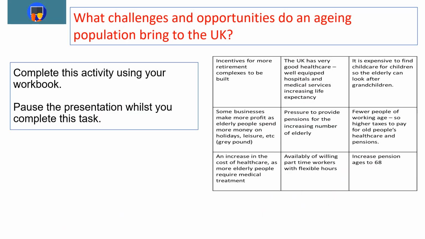On page 12, you have a copy of this table. You are going to categorise the causes of an ageing population, the opportunities an ageing population creates, the challenges that an ageing population presents to the government, and finally you're going to categorise government responses. So what does the local council do in response to an ageing population? You're going to pause the presentation for a few minutes whilst you complete this task. You can colour code it or you can just create your own key.